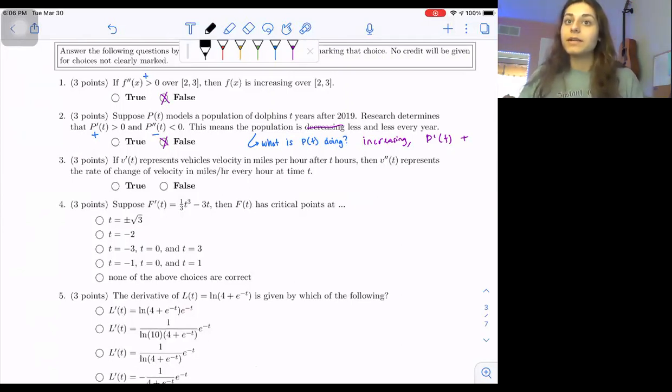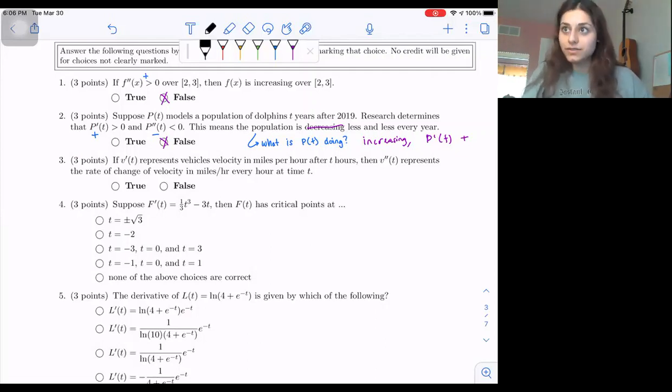But number 3, if v prime of t represents the vehicle's velocity in miles per hour after t hours, then v double prime of t represents the rate of change of velocity in miles per hour every hour at a time t. Okay, so we know that the first derivative represents the velocity. That's what they tell us.